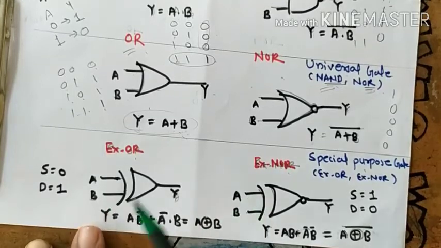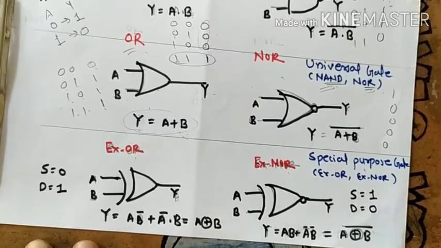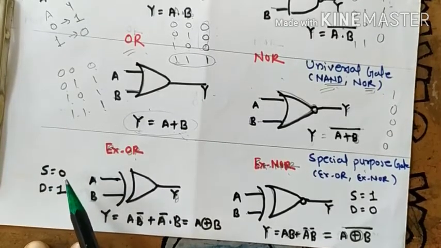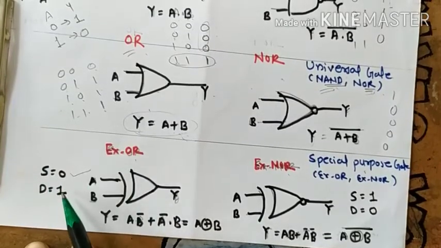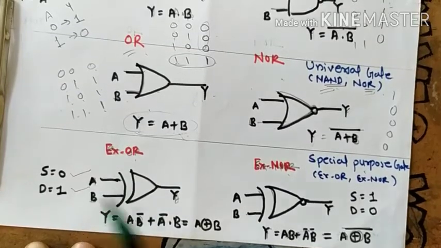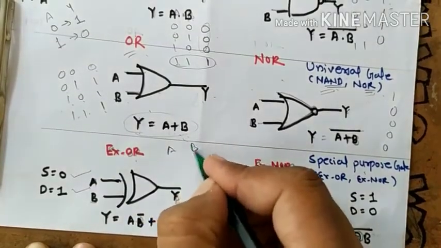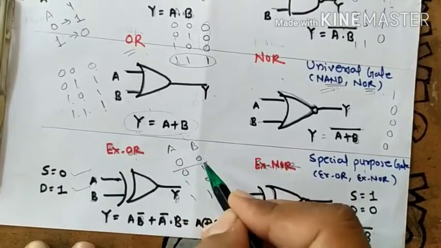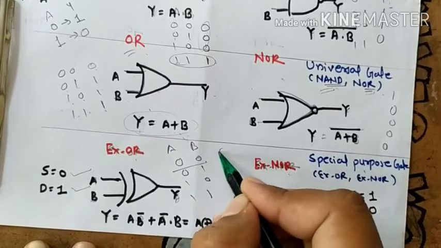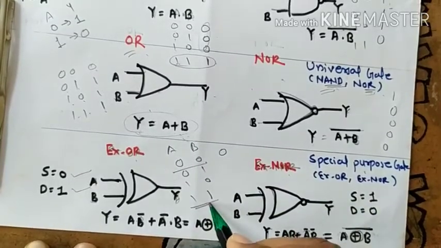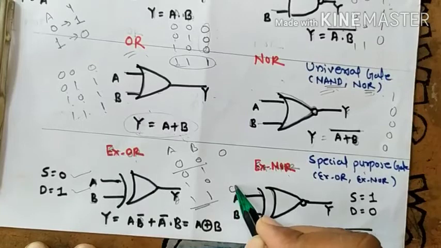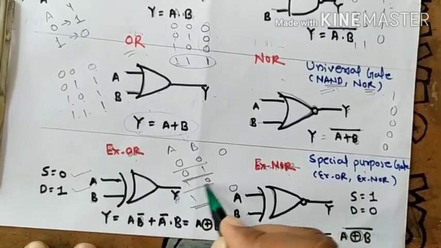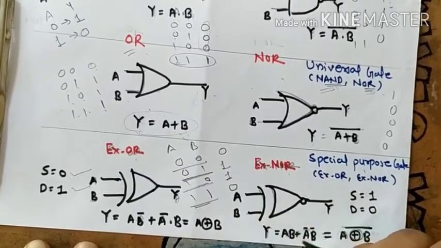So see here the basic fundamental of this XOR gate. If the inputs are the same, then the output will be 0. If the inputs are different, then the output will be 1. For example, if I write A into B: 0, 0, 0, 1, 1, 0, 1, 1. See here, the input is the same, so the output will be 0. See here, 1, 1, the input is the same, so the output will be 0. And for the other cases, the input is different, so the output becomes 1, 1.